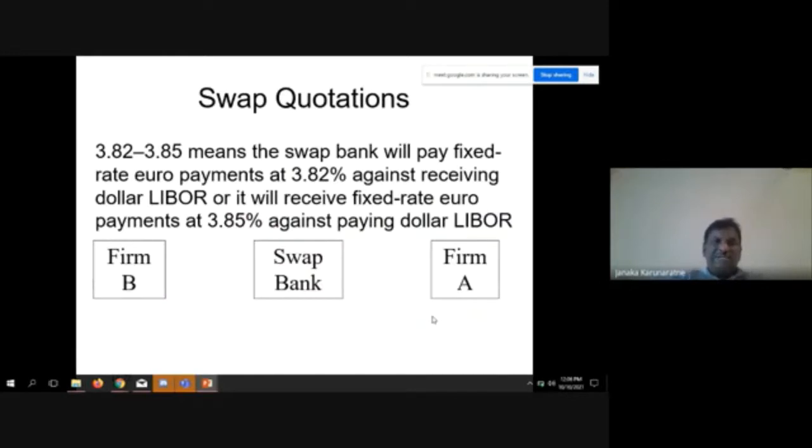So now let's look at the structure. The 3.82/3.85 means the swap bank will pay a fixed rate euro payment at 3.82, receive 3.85, and pay LIBOR to firm B and receive LIBOR from firm A. Receive fixed 3.85, pay fixed 3.82, receive LIBOR and pay LIBOR.